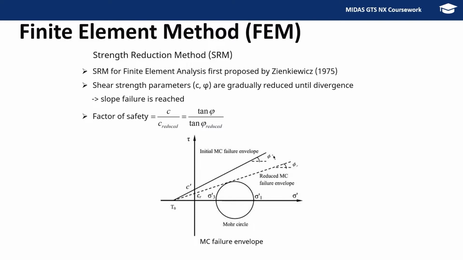The reduction factor is actually the most sensitive part of the SRM method. The higher it is, the smaller the analysis time, but the results may or may not be very accurate, and vice versa. Similarly, if it is very small, then the analysis time will be much longer. That is why one needs to be very careful about the R factor. But GTS NX has its own predefined R factor, so the user doesn't need to worry about it. Now, the factor of safety for the SRM method is nothing but the original shear strength divided by the reduced shear strength value.